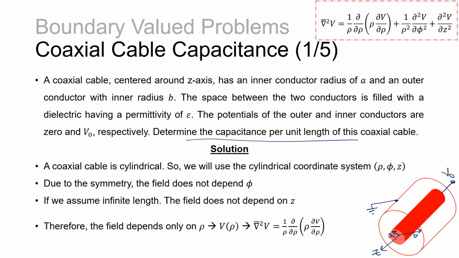So to solve this problem, we need to first decide which coordinate system we use. We say according to the shape of the coaxial cable, it is cylindrical shape, so we use cylindrical coordinates. But we can think in a different way. We have co-centered circles like this, and we have normal.